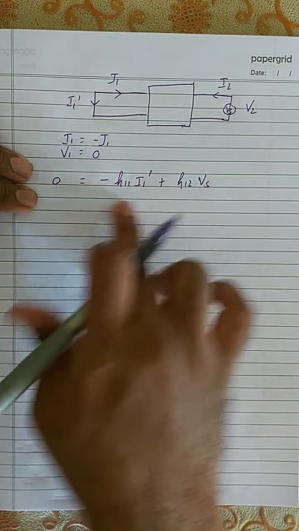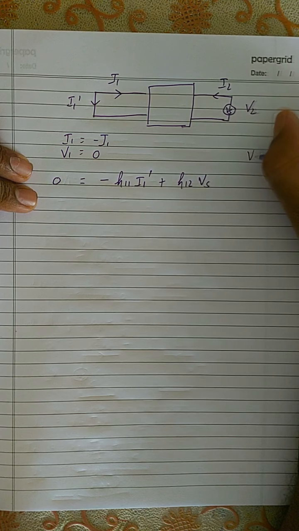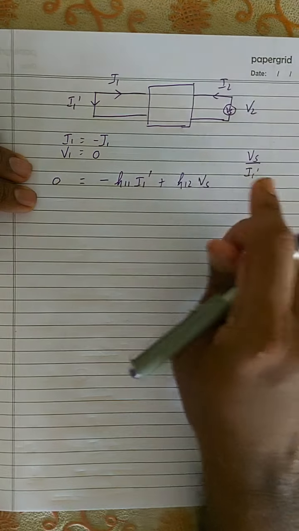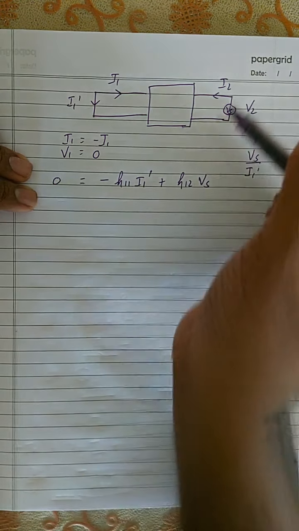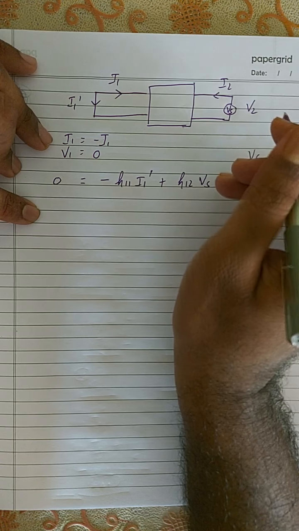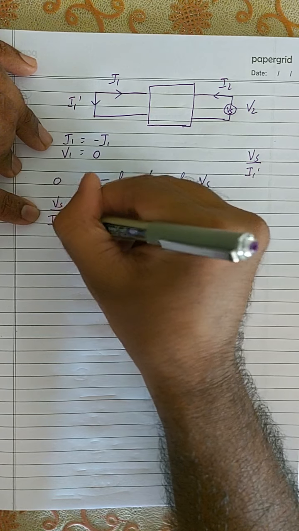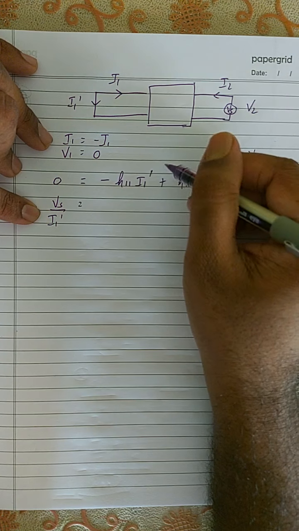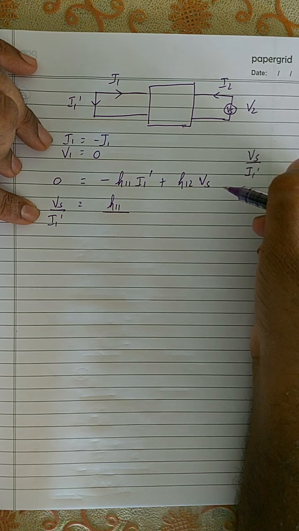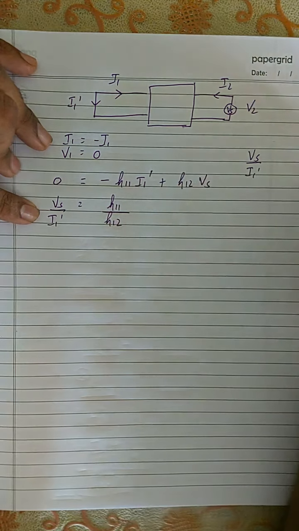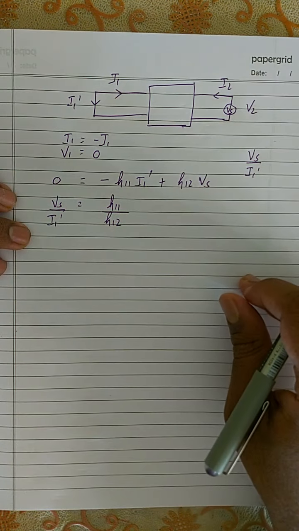So here basically you don't need to write the other equation because it's understood over here. We are trying to find the ratio of excitation to the response, and that itself is already over here. So which means basically your equation is nothing but Vs by I1 dash is equal to H11 by H12. So this is the equation you get.